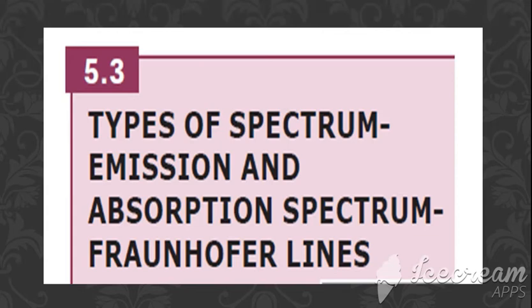Good morning, students. The next topic we are going to see is about the types of spectrum. There are two types of spectrum we are going to see: emission spectrum and absorption spectrum. The other topic we are going to see is about the Fraunhofer lines. Okay, so let us just see with this.